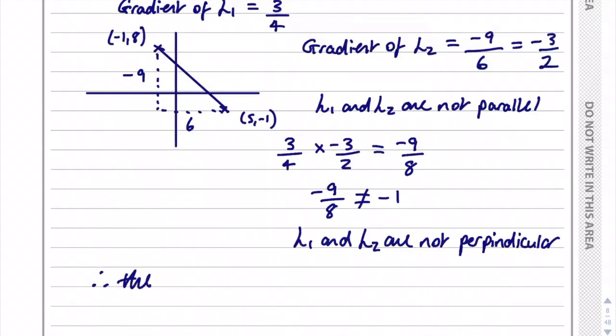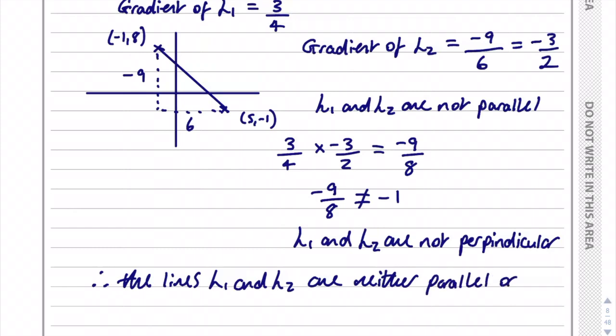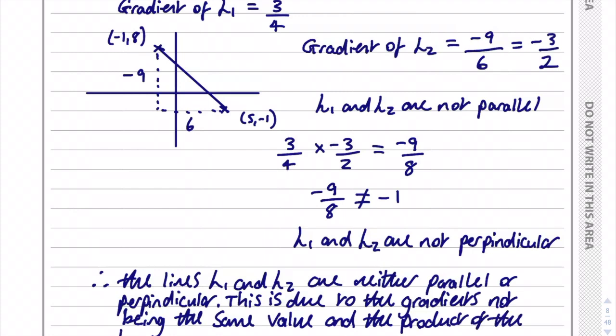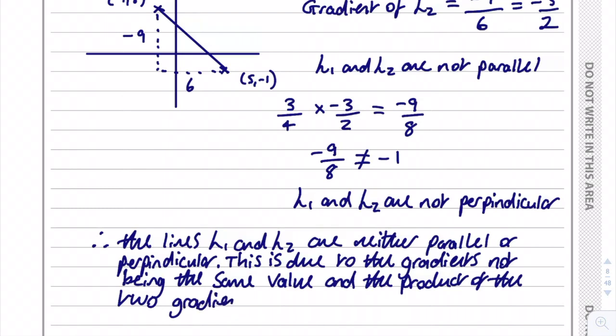And therefore, the lines L1 and L2 are neither parallel or perpendicular. This is due to the gradients not being the same value and the product of 2 gradients not being equal to -1. And that is question 4.